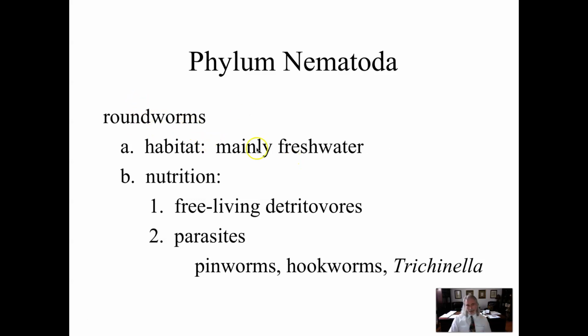Okay, with the roundworms, they're mostly freshwater. You can find them terrestrial. There are a few aquatic or marine species, but most of them are freshwater. Nutritionally, they can be split into 2 groups: free-living detritivores or parasites. The free-living detritivore is feeding on detritus, and detritus is just dead, decaying organic matter.